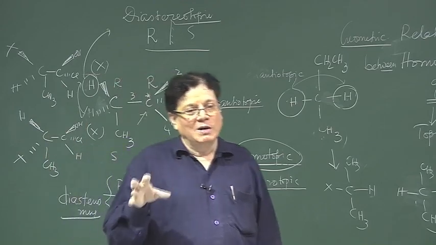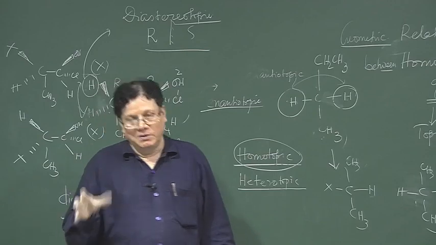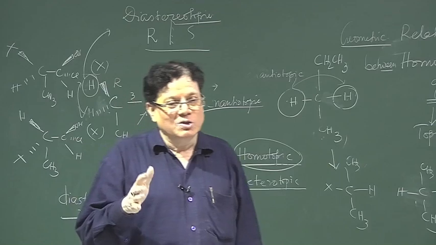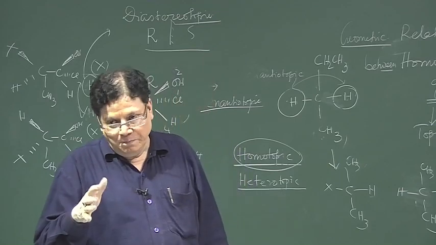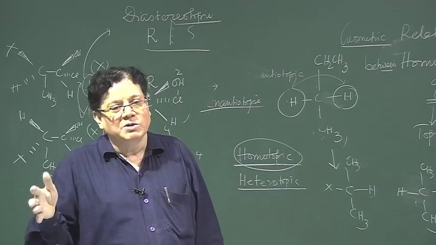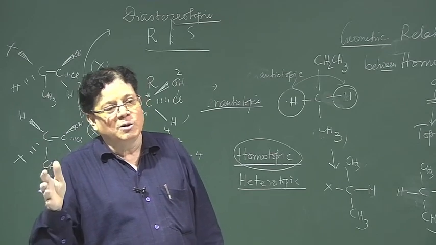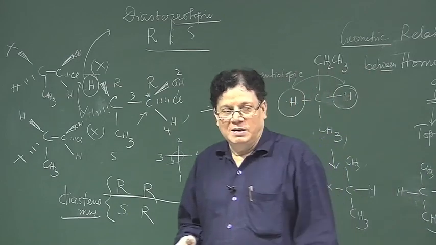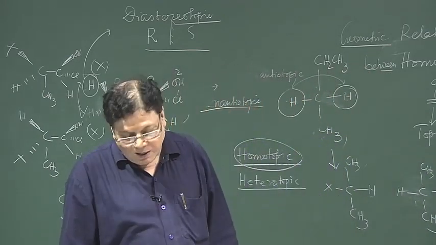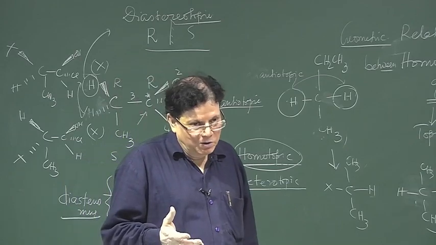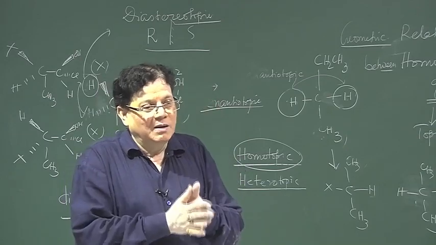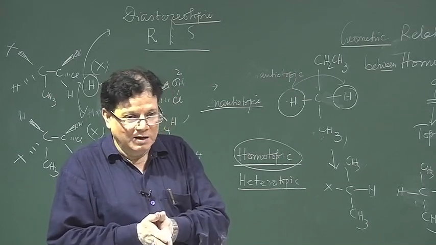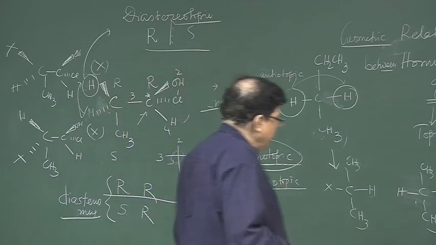There is a spectroscopy called NMR spectroscopy by which you can differentiate between these ligands. Diastereotopic ligands always differ in where their signal comes. Enantiotopic ligands, unless you add a chiral solvent, appear in the same region. And homotopic ligands always come in the same region, same signal, whether it is a chiral solvent or an achiral solvent. I hope that is clear. So, this is what topicity is.